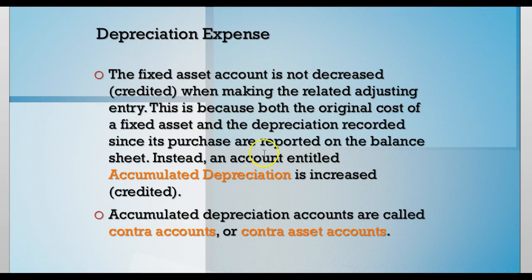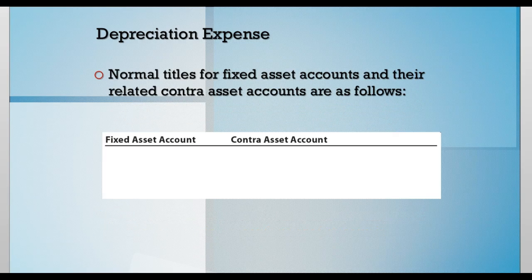And in the scheme of things, we're going to create a new account called accumulated depreciation. It's increased by a credit, and it's called a contra account. And it is a counter account against the fixed assets. We never typically mark down a fixed asset directly. It is always done through the accumulated depreciation.